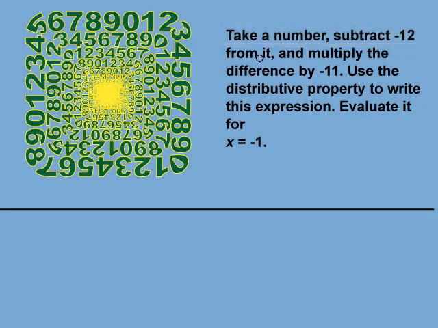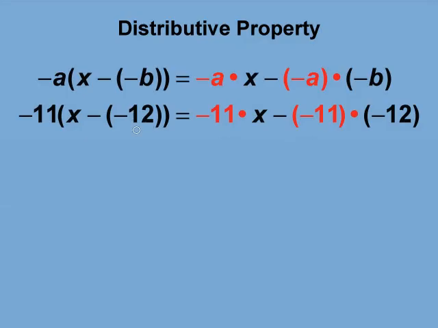Since we don't know which number, we designate it as x. This number is decreased by -12, so we write x minus -12. This difference, or the entire expression, is multiplied by -11. So we enclose the expression in parentheses and multiply the whole expression by -11 as shown here. This is the mathematical equivalent of this verbal expression. We now distribute -11 to both terms as shown here.